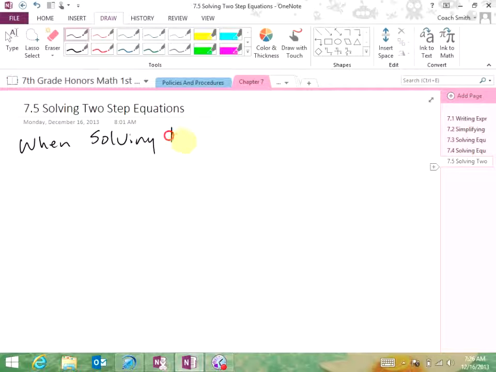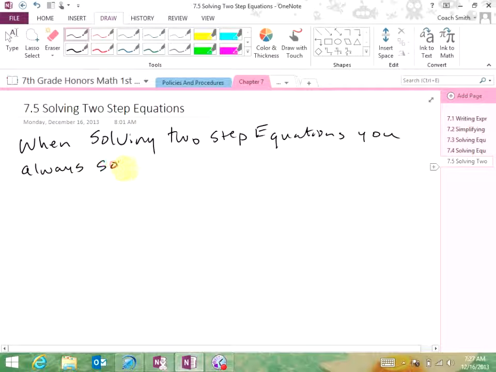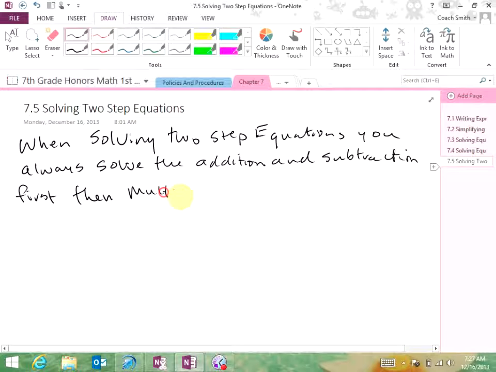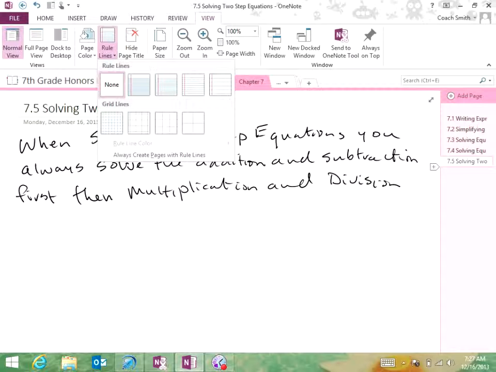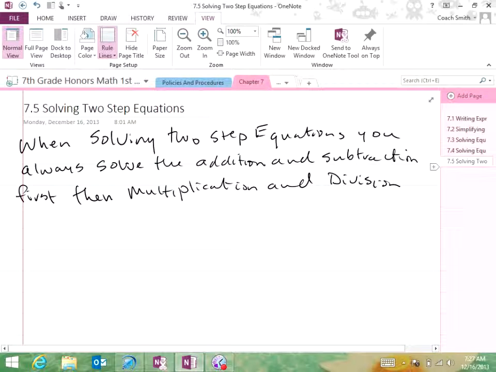When solving two-step equations, you always solve the addition and subtraction first, then multiplication and division. Okay, here's what we mean by two-step equations.